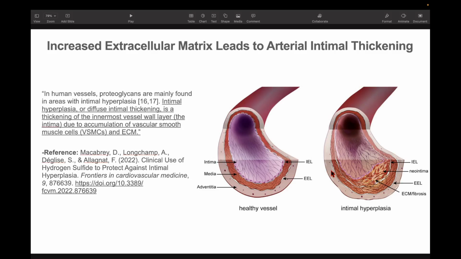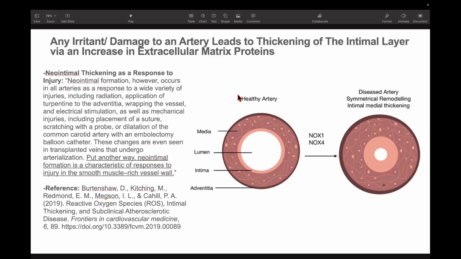This is more of an analogy. It's not perfect, but it gives a good idea. Like if you get a cut or injury on your hand, the skin kind of thickens up a little bit. And so you see that inside the artery as well. Now, basically what we're going to discuss here is that any irritant or damage to an artery leads to thickening of this intimal layer, and it's via, again, that increase in extracellular matrix proteins. And again, I'm harping on the extracellular matrix proteins and the intimal layer because this is where the cholesterol essentially binds into, and we're going to see that in just a few minutes here. So what we see is neointimal thickening as a response to injury.